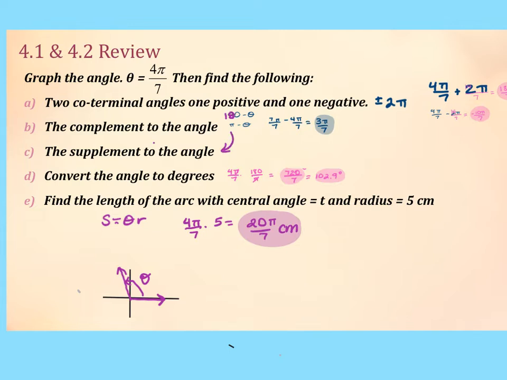And this one actually doesn't have a complement, right? Because it is bigger than a half pi. If you subtract it from a half pi, you're going to get a negative. That's how you know it doesn't have a complement. So complements and supplements, remember, can't be negative.